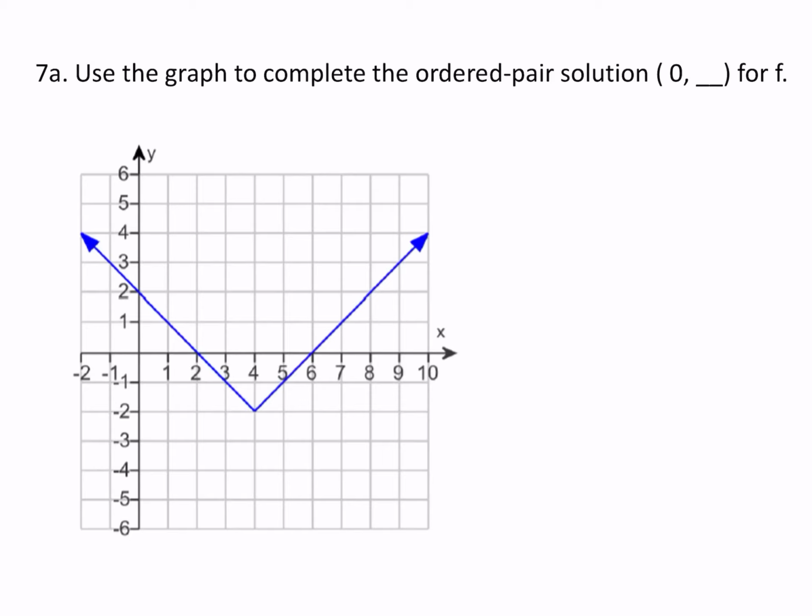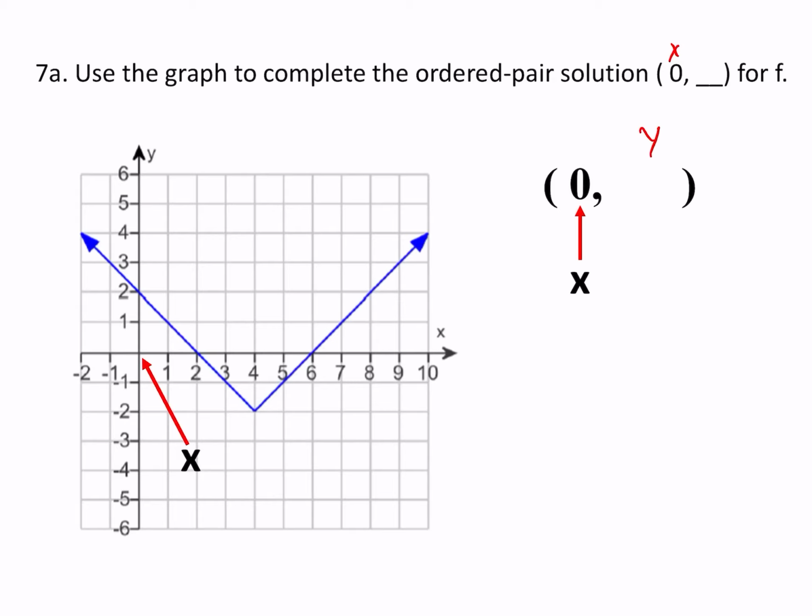Our function is graphed in blue. Okay, the 0 is your x value. So I'm going to find an x value of 0, which is right there. Isn't that an x value of 0? So I'm at an x value of 0. We want to know what the y value is.